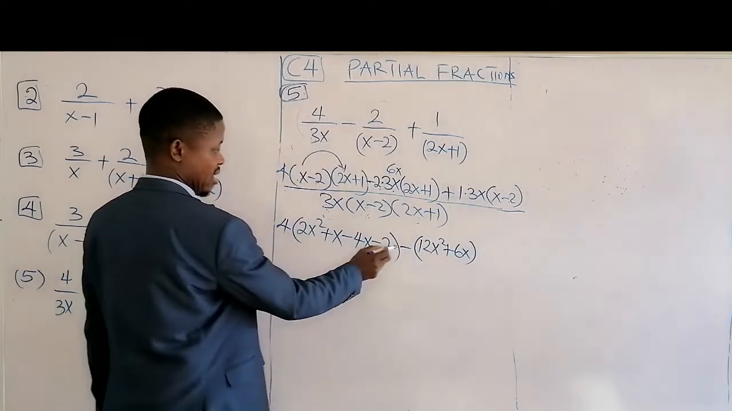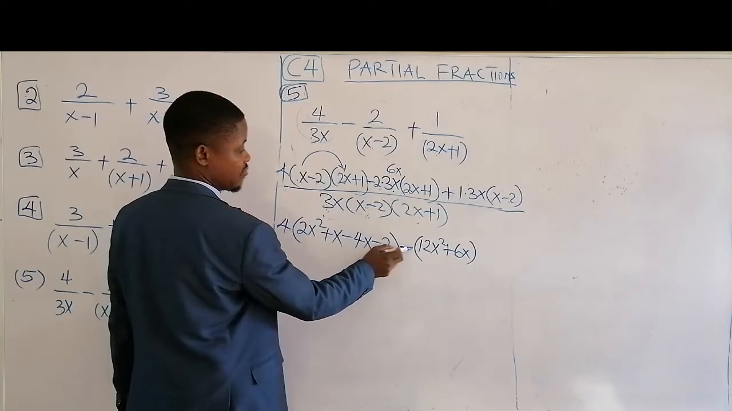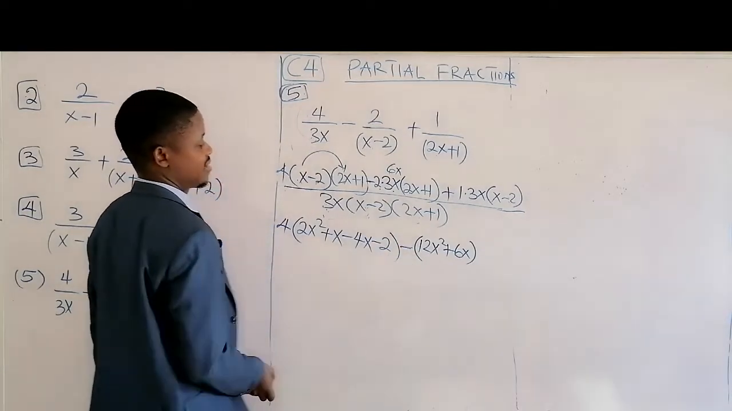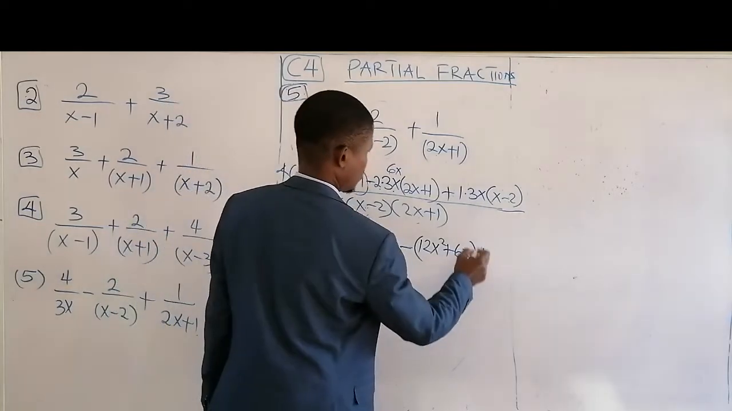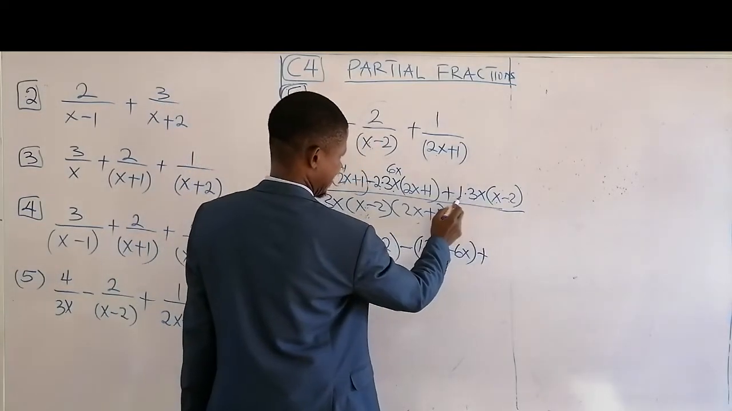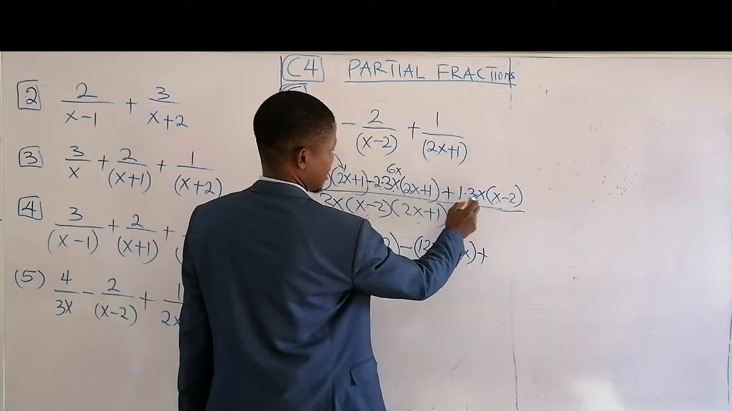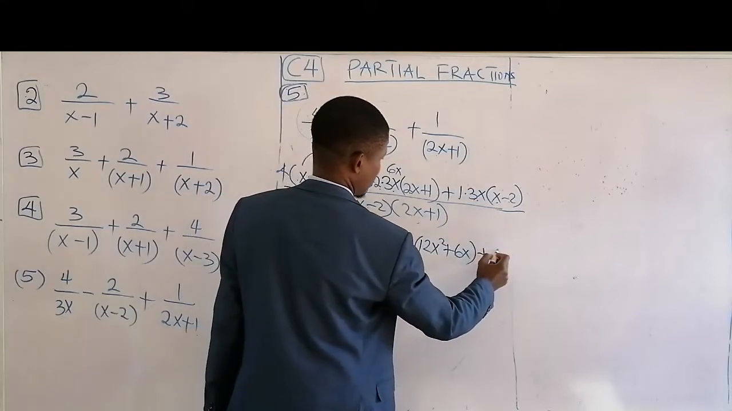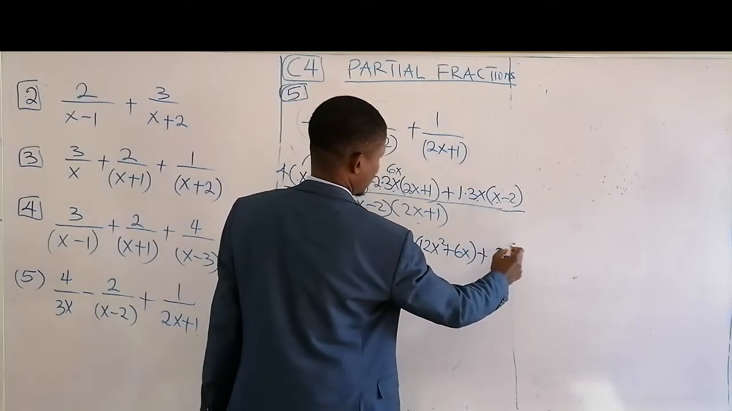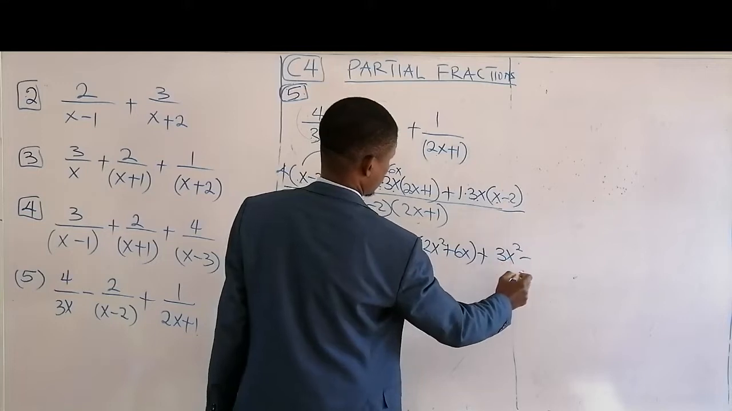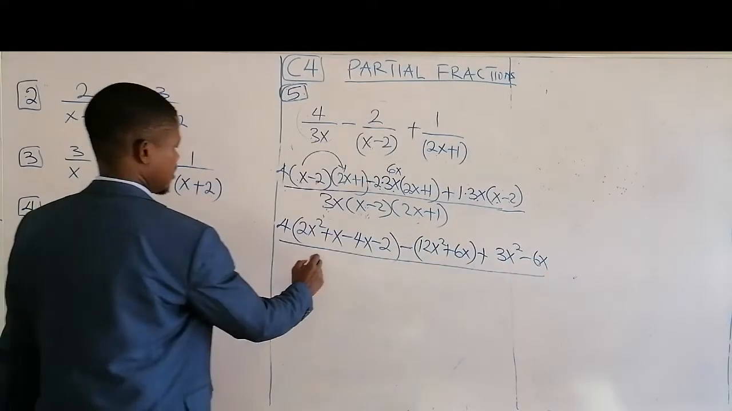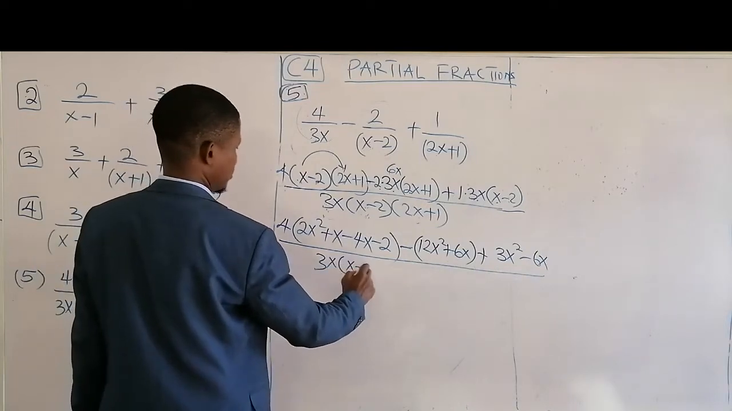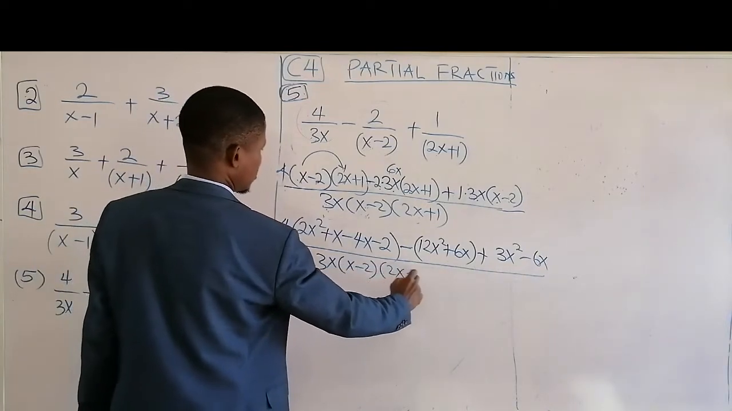So the next thing I will do, I will allow this minus to come in. That will be my next step. Then plus this one times this one. Don't forget 1 times 3x. That's 3x times this. That's what? I can open this one straight away. That's 3x squared. And then minus what? Minus 6x. Okay? All over 3x into bracket x minus 2, 2x plus 1.